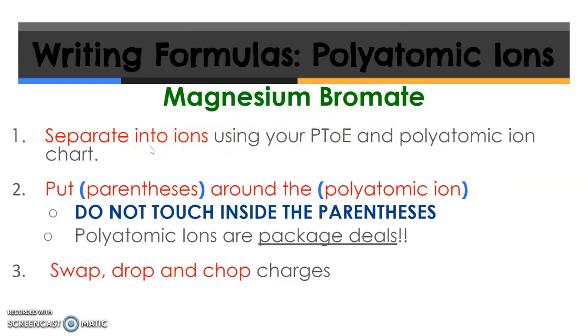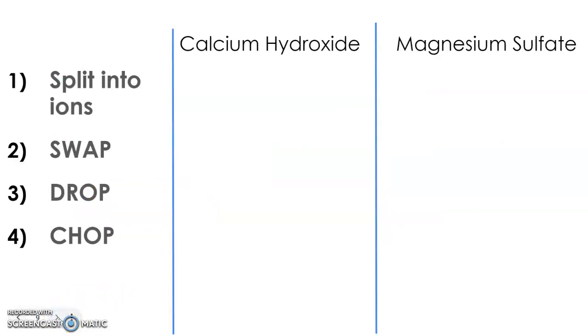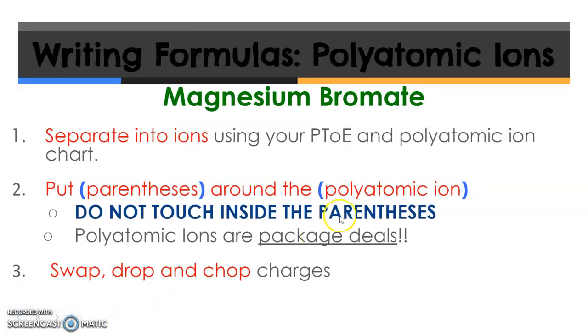We're going to separate it into ions first. We're going to use our periodic table to figure out the charge of magnesium, and then we will use the common polyatomic ions list to figure out the charge for bromate. We're going to put parentheses around the polyatomic. We're not going to do anything inside the parentheses because the polyatomic acts as one. And then, just like we did before, we're going to swap, drop, and chop those charges. So let me do this one right here. Magnesium, we know, is going to be 2+ because it has 2 valence electrons.